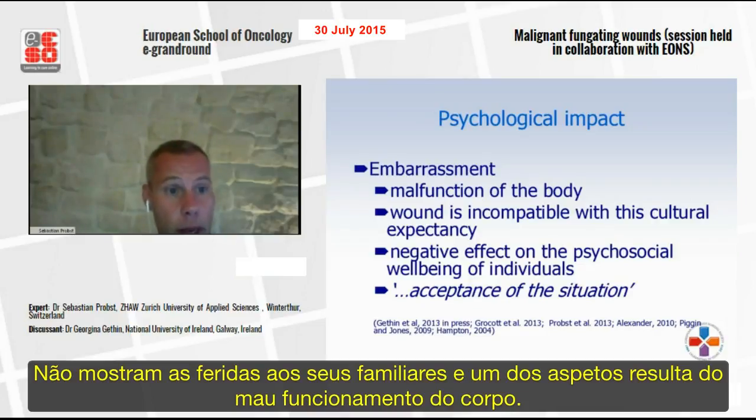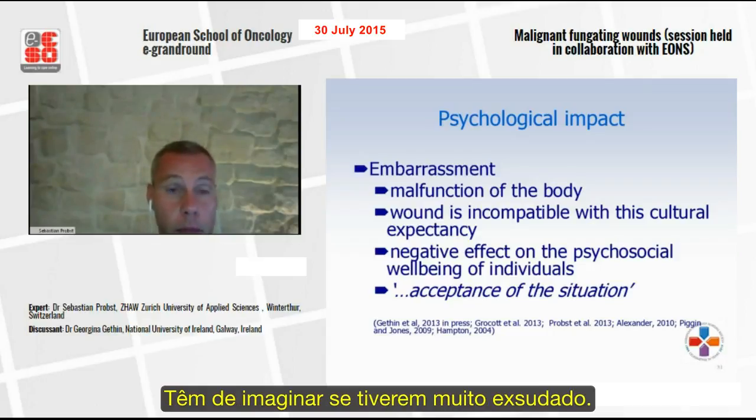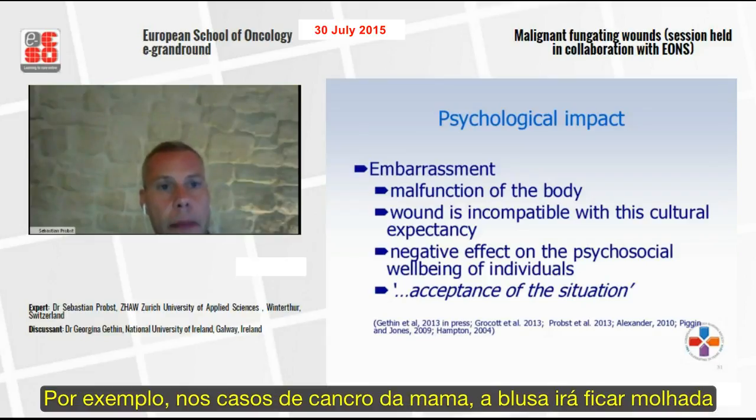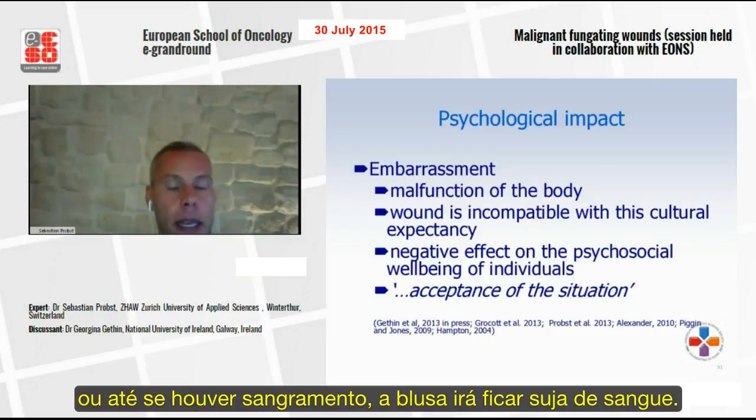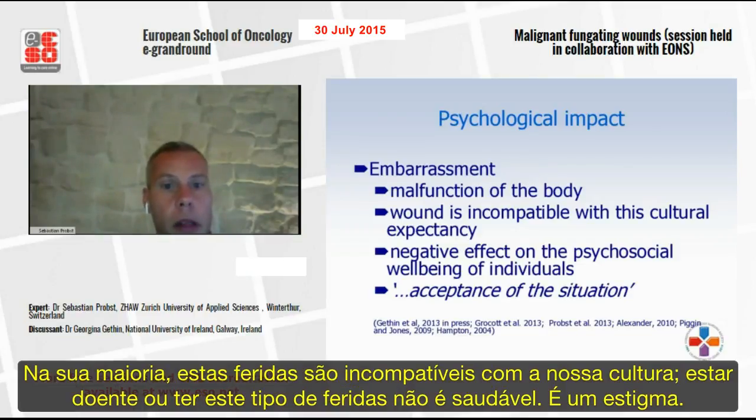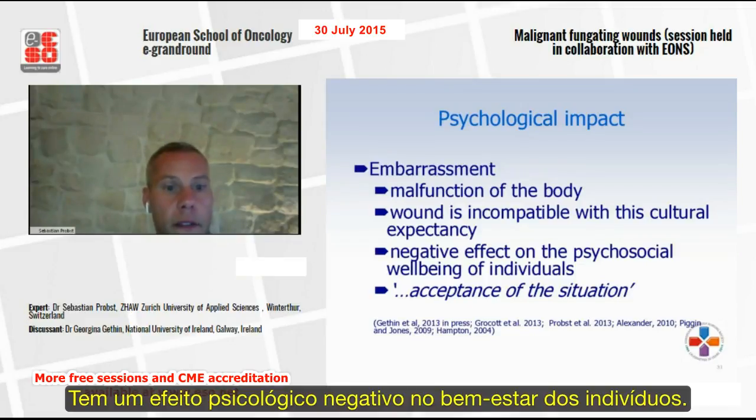One aspect is because of the malfunction of the body. You have to imagine you have all of a sudden a lot of exudate, then you have no exudate. If you have breast cancer, for example, and an exulcerating breast cancer, your blouse will get wet, or even if there is some bleeding involved, your blouse will get blood on it. Mostly these wounds are incompatible with our culture. That means being sick, having this wound is not healthy. It is a stigma. It has mostly a negative effect on the psychological well-being of the individuals.